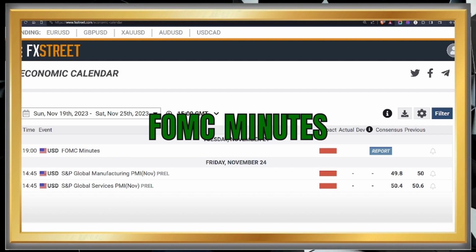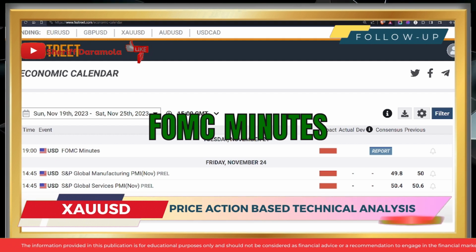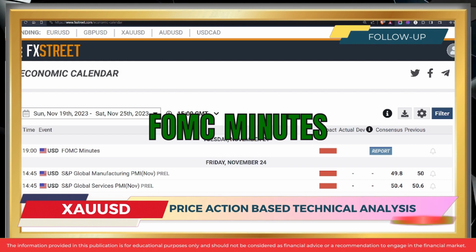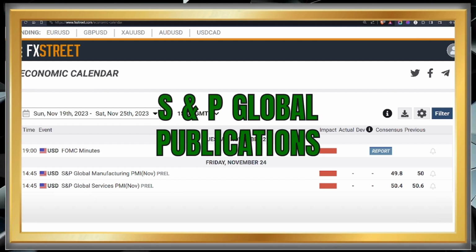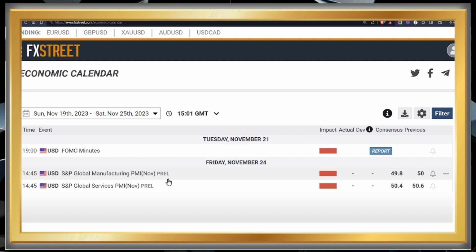And this is a very, very important event as it gives us a detailed account of the discussions, debates, and decisions made by the committee members regarding monetary policy, economic conditions, and of course, future policy actions. Then fast forward to Friday, November 24, we'll be looking forward to the S&P Global publications, which of course is seen as an economic research report, which covers a wide range of topics, including market trends, credit ratings, economic indicators, and industry insight.